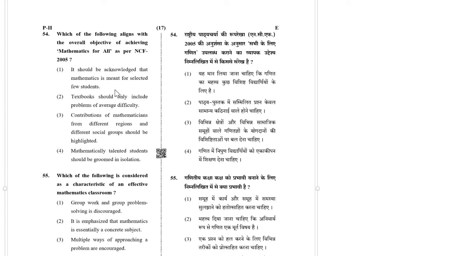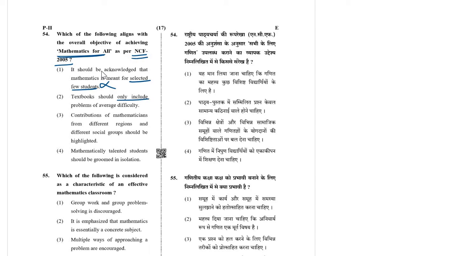Which of the following aligns with the overall objective of achieving mathematics for all? So NCF has given this statement. What does it mean? Mathematics for all. It should be acknowledged that mathematics is meant for selected few students. This is for all, so we can't select a particular student.